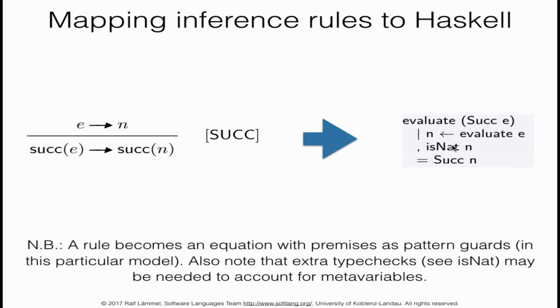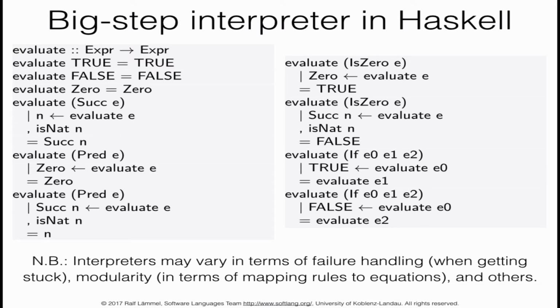So we need to check that indeed we've got a natural number, simply because, of course, Haskell doesn't care about our metavariable conventions. So it's not enough in Haskell to write n to be sure that it's a natural number. Whereas here, by convention, we mean exactly that. All right, so here's the complete interpreter where we mapped all the inference rules for BTL to Haskell. I think it's pretty clear that it's a very systematic process.